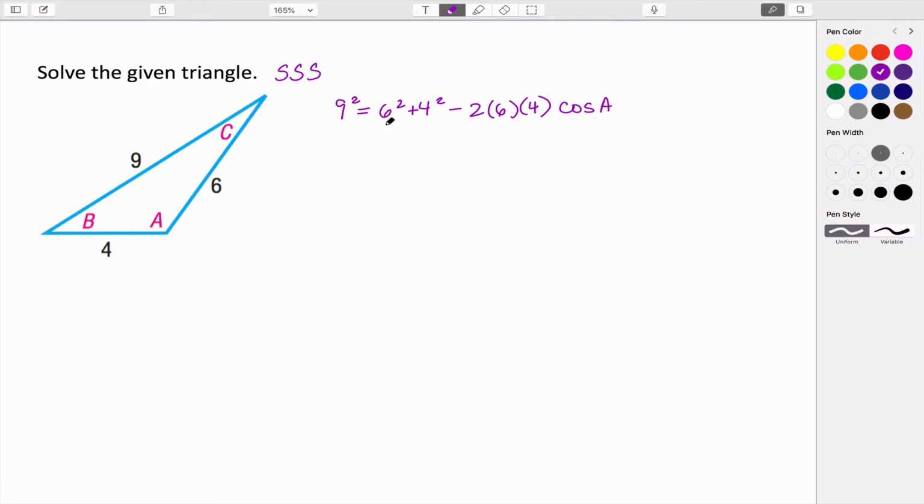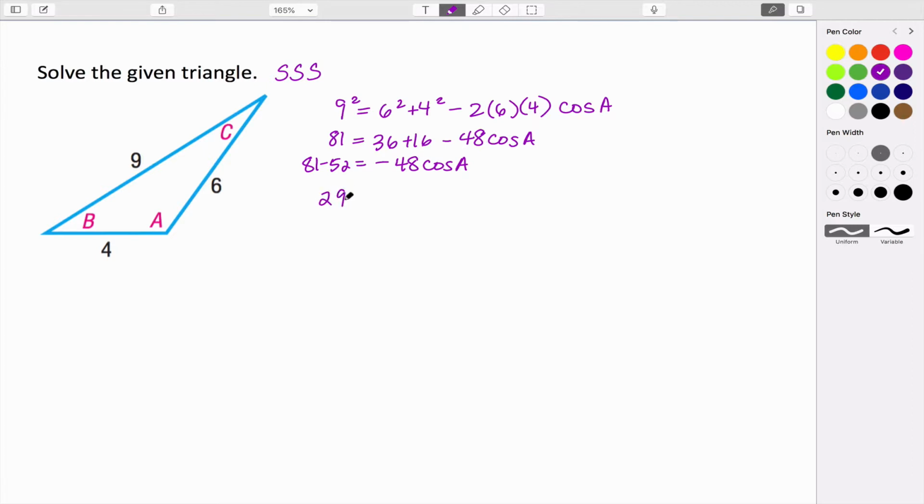So go through and just evaluate all of this. 9 squared, that's 81. That's 36 plus 16 minus 24 times 2, which is 48, times the cosine of A. 36 plus 16, that's 52. So we have 81 minus 52 equals negative 48 times the cosine of A. 81 minus 52 is 29.